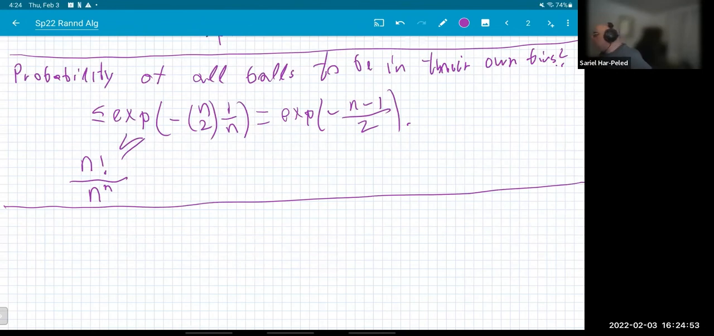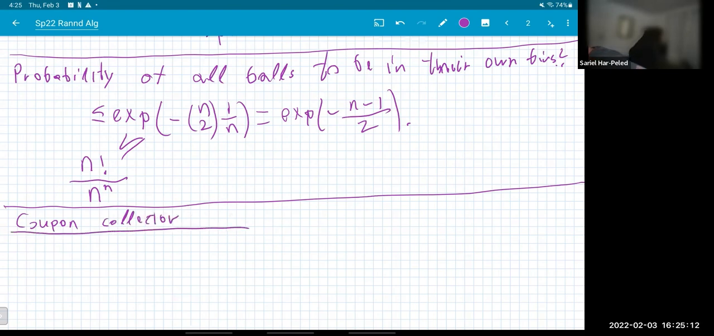The next problem is a different problem, but it's kind of a fun problem too. Coupon collector. Maybe I should change the color. Okay, so here's the game. I don't know if any of you have seen this, it's something from the good old days. Even in my time, it was fading out.